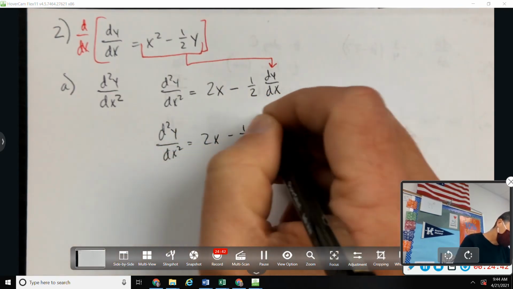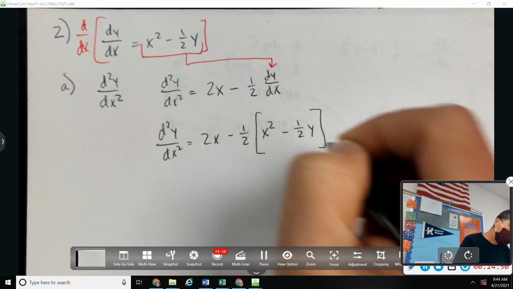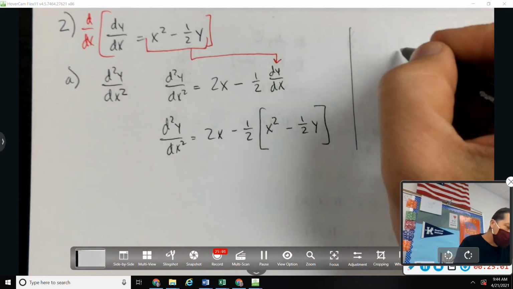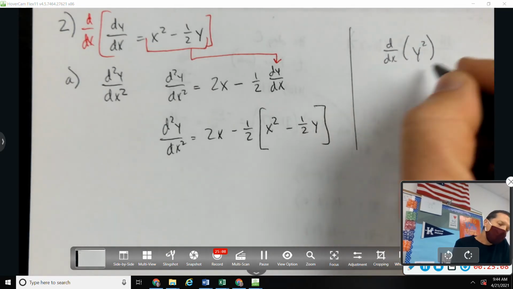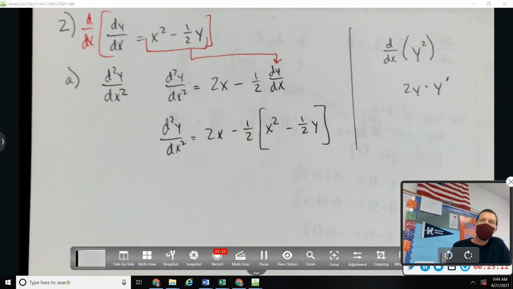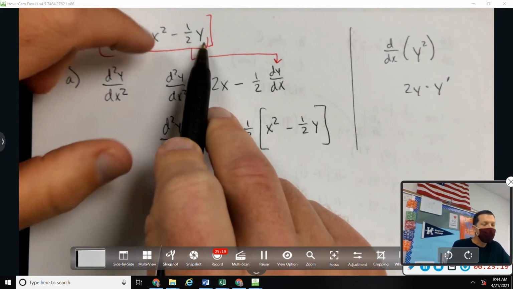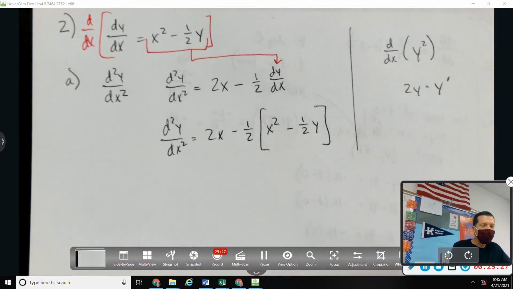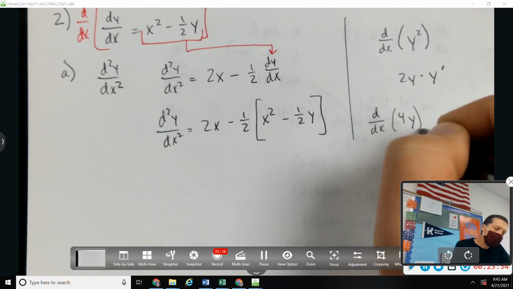In fact, you don't have to distribute. You can just leave it like that. When is it that you would have to do the y times y prime? That's a good question. If you were doing the derivative of y squared, that would be 2y times y prime. This is the chain rule too. The derivative of y is 1. Well, no. But the chain rule is, don't forget y prime. The derivative of 4y would be 4 times y prime.